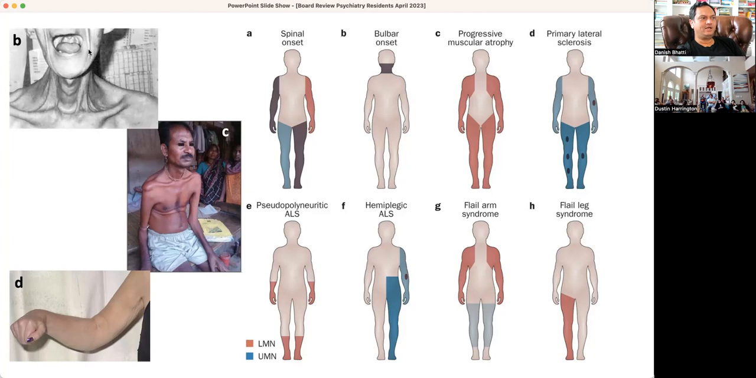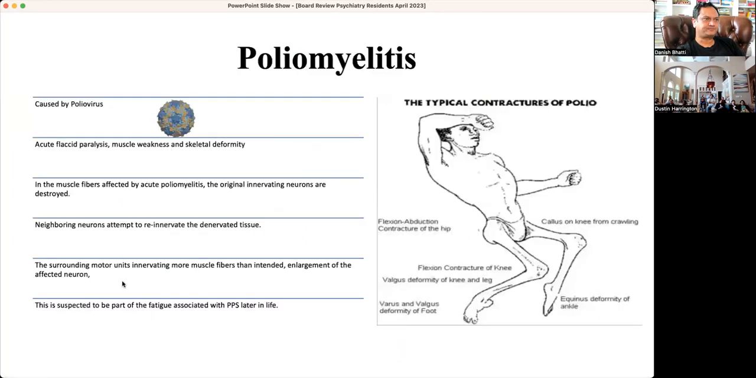So here's a bulbar one, predominantly jaw, throat, and tongue atrophy. And here is a primary lateral sclerosis where you're getting a spastic hand. The hand looks like the patient had a stroke, but it's not a stroke. It's a spinal cord disease, primary lateral sclerosis.